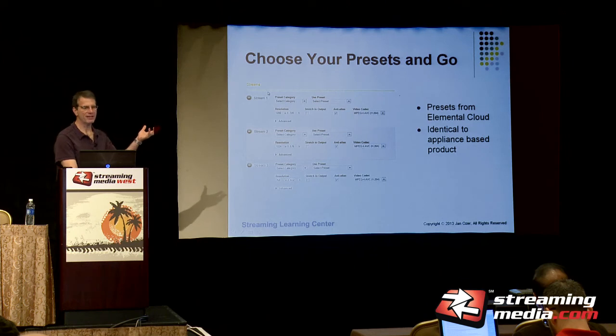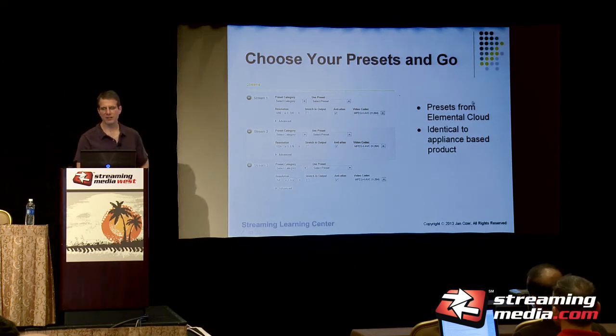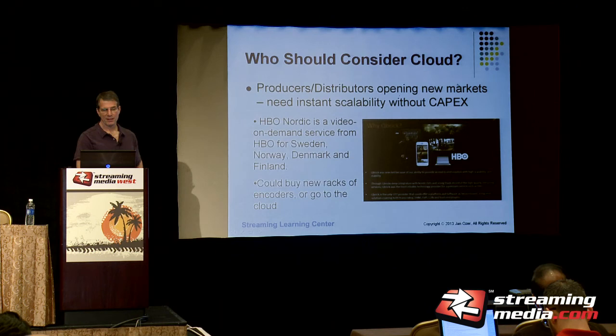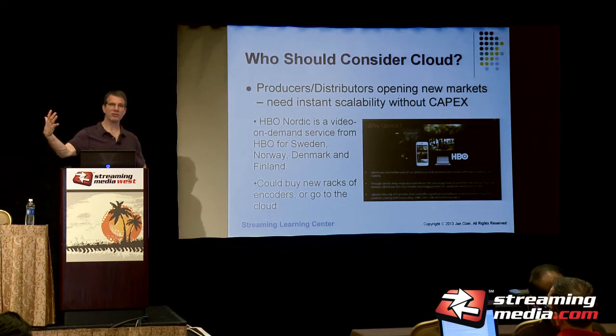So you upload your files, you choose your presets. These are the presets in Elemental Cloud. As I said, they are identical to the presets in the appliance. And then, they encode the files and deliver them to wherever you told them to deliver them, which typically is going to be the same places they can retrieve them from. So S3, Azure, Dropbox, FTP, all those are typically available from the distribution side.